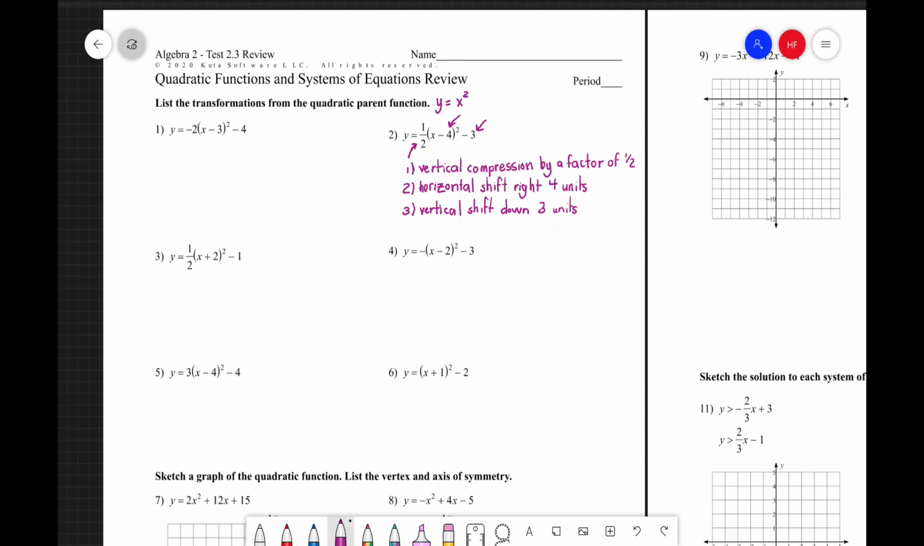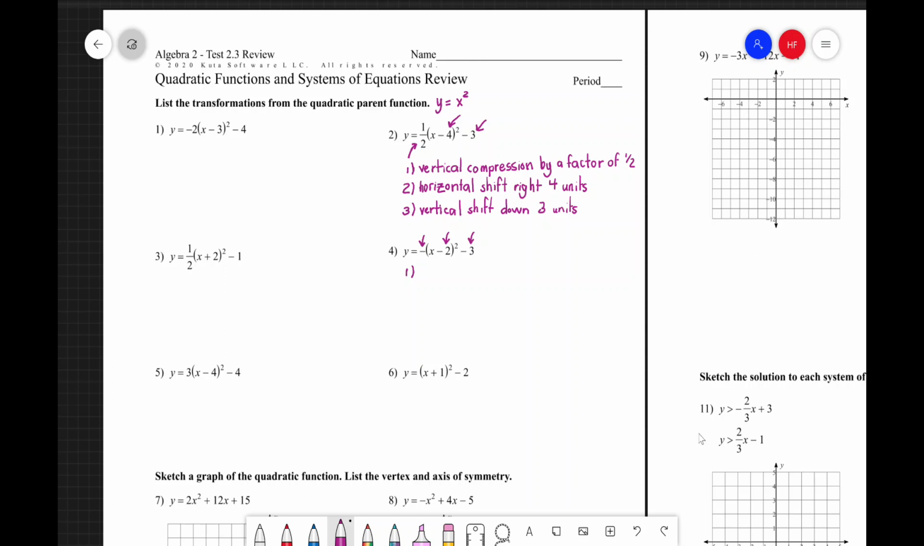So now on number 4, y equals negative x minus 2 squared minus 3. I see a change here, here, and here. So that's 3 changes. Again, like I said in the transformations video, you don't have to write them in any specific order. I just like to write them in the order that they occur. But you wouldn't be wrong if you wrote the last one first or the middle one first. It doesn't matter the order that you write them in.